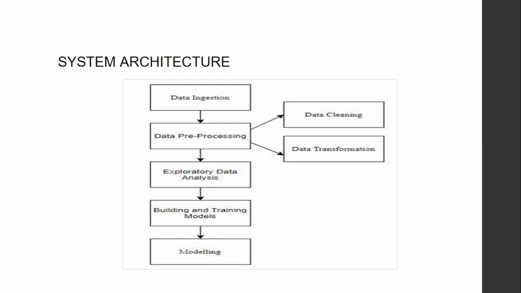That input data will be given to a pre-processing stage where we have two main steps: data cleaning and data transformation, which is nothing but filtering our input data by eliminating unwanted data like null values, white spaces, symbols. Such type of data will be eliminated and the data that is utilized for further predictions will be filtered over this step, the pre-processing step.